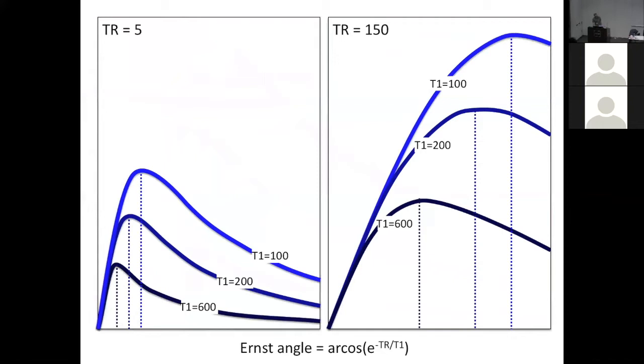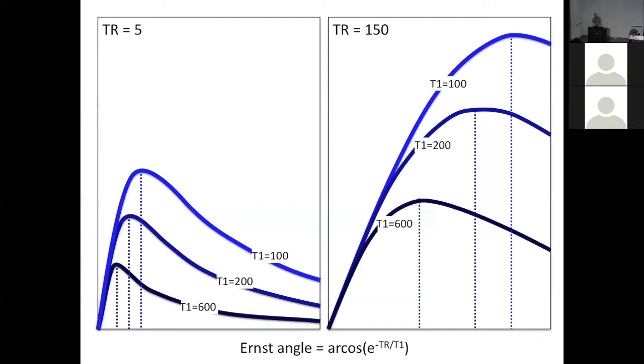Notice that when we go from TR 5 to TR 150, all other things being equal, the signal goes up. See, all of these curves have higher peaks than these. Notice that for any given TR, as the T1 increases, the signal goes up.